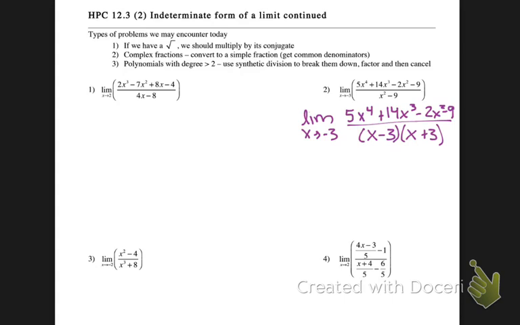So the issue that is causing the 0 over 0 is going to be this x plus 3. Because if I substitute -3, that's where the 0 comes from in the denominator. So we're hoping that that x plus 3 will have something to cancel with in the numerator. So when it comes to synthetic division, this is the factor that we want to worry about. So I have -3, and my coefficients are 5, 14, -2, 0 placeholder, and then -9.